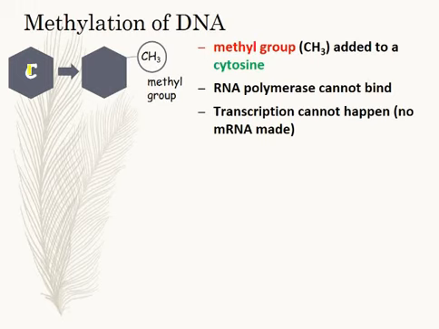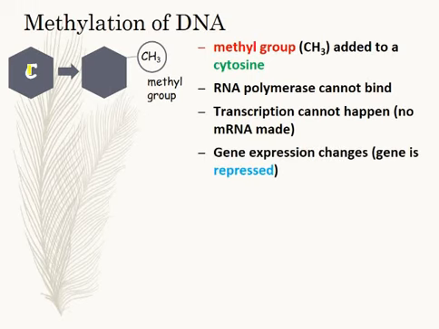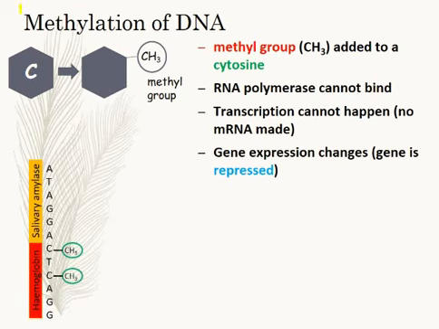If RNA polymerase cannot bind, transcription cannot happen, so you cannot make any mRNA. And that changes the expression of genes. So in this case, a gene is repressed. Let's look at an example: let's pretend that we have a section of DNA here. This is just one side of the DNA double helix. We've got a gene here that should code for salivary amylase, an enzyme that you should find in your saliva. And then let's say we've got a gene for hemoglobin here. This is a molecule found within red blood cells to carry oxygen around the body.